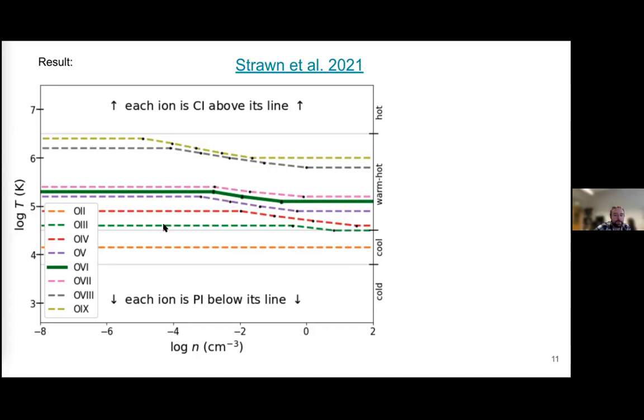And if you're down here, the opposite is true. If you're at this point, only oxygen 2 and 3 are created through collisional ionization, and most of the other ions are created through photoionization.